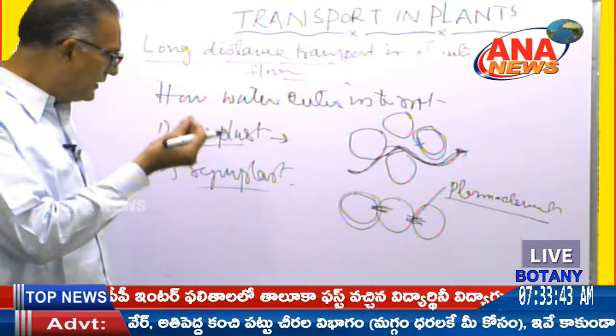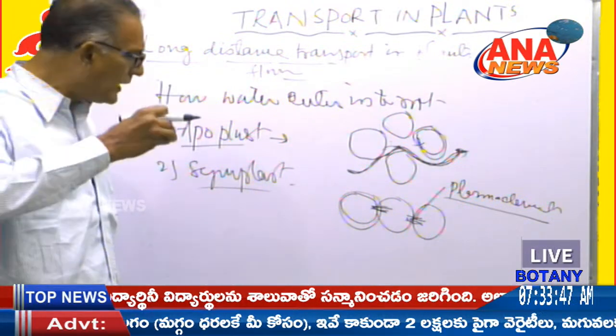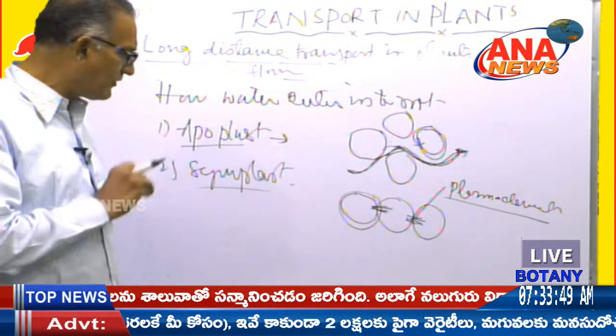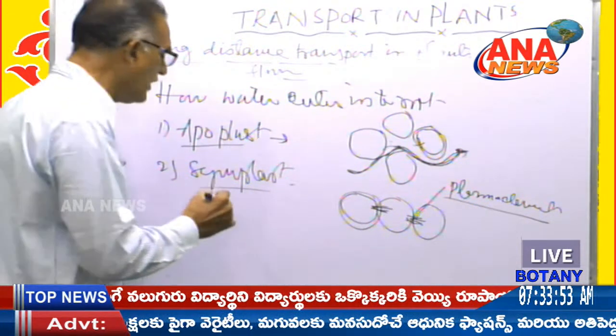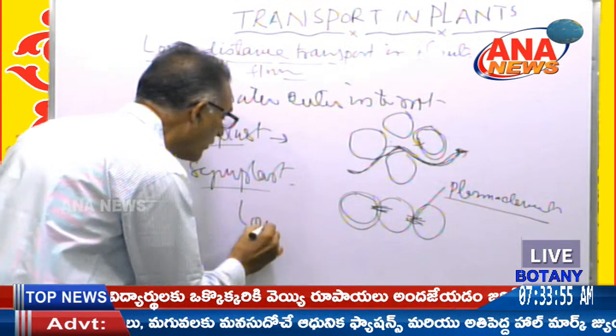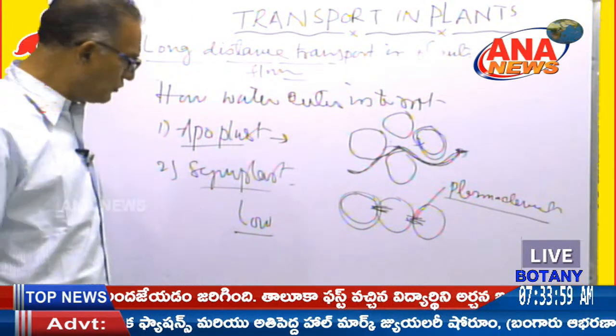So here in the symplast system, the water passes through the membrane, across the membrane. The water moves across the membrane. Hence, symplast is a slow process. In symplast, the water moves very slowly.